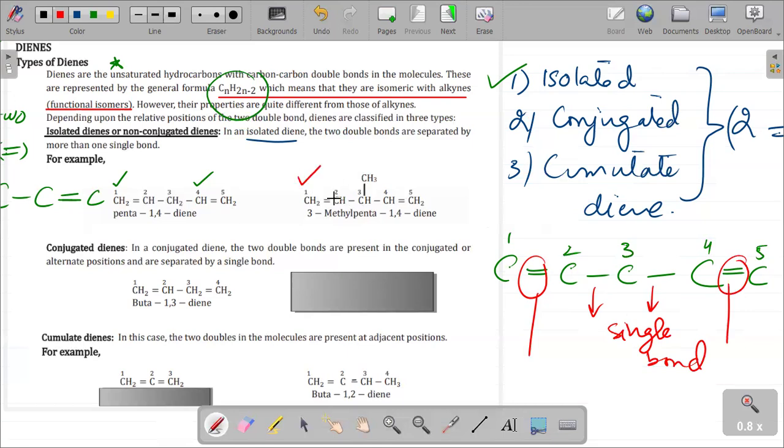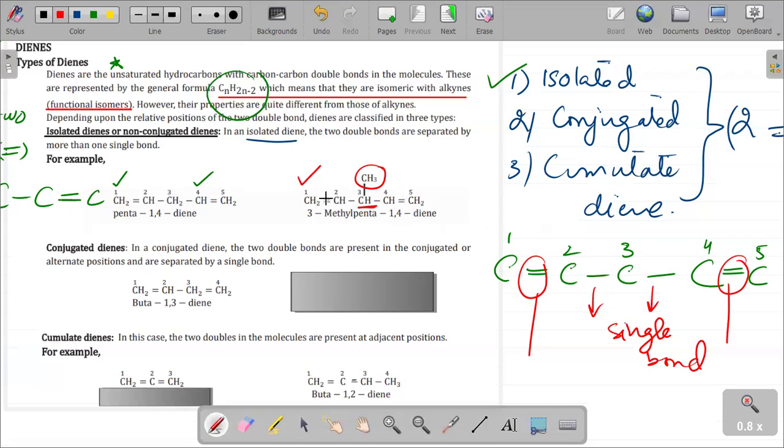This is also a five carbon compound, one, two, three, four, five. But the difference is that on carbon number three, there is a methyl group, right? There is a methyl group. So we call it 3-methylpenta-1,4-diene. On carbon number 3, a methyl group is present. So it is 3-methylpenta, because it is a 5-carbon compound.